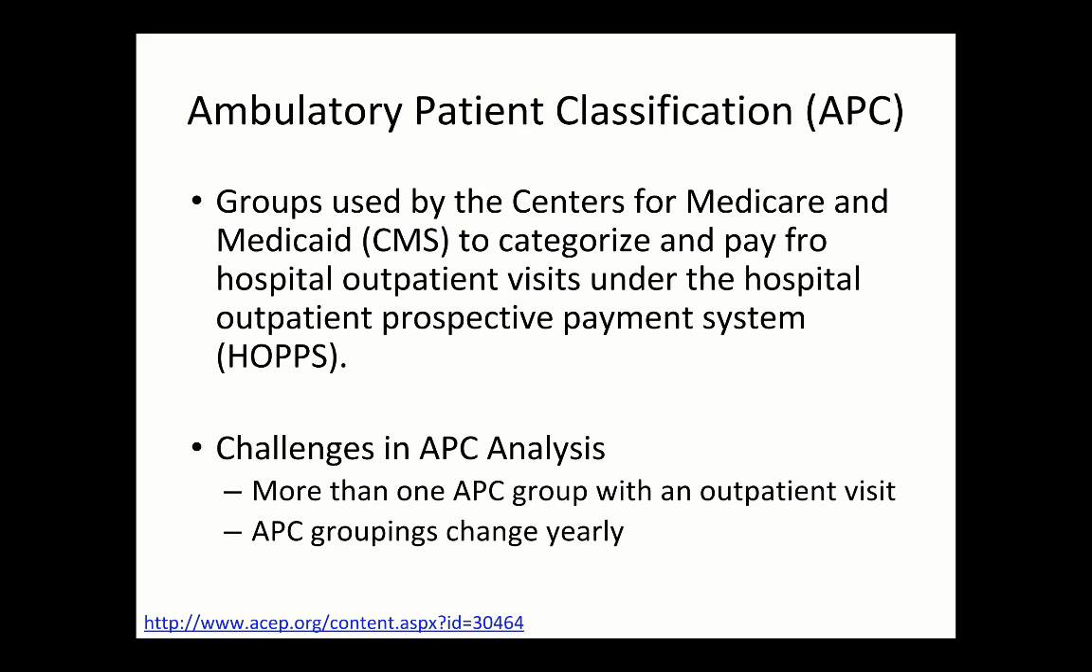Another disease-related grouping system are the Ambulatory Patient Classifications, or APCs. These are groups used by CMS to categorize and pay for hospital outpatient visits under the Hospital Outpatient Prospective Payment System, or HOPPS. A challenge in analyzing APC data is that there can be more than one APC group associated with an outpatient visit. Therefore, this analysis can be a bit more of a challenge than the MS-DRG analysis. Another challenge is that the APC groupings are changed by CMS yearly. The link at the bottom of the slide provides some additional information about APCs that you may find helpful.